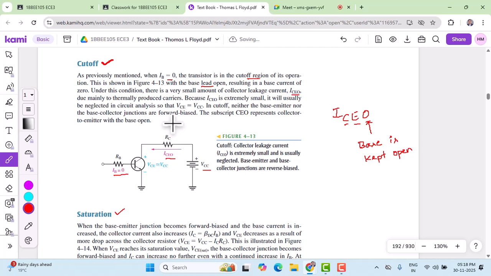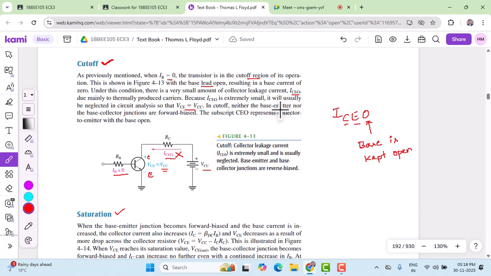Now, if you neglect ICO, then VCE becomes equal to VCC. When the current is very small and is neglected, VCE, which is nothing but the voltage between the collector and the emitter, becomes equal to the supply voltage itself, because current is not flowing through RC. Then the supply voltage becomes equal to the collector emitter voltage. That's what we have mentioned here.